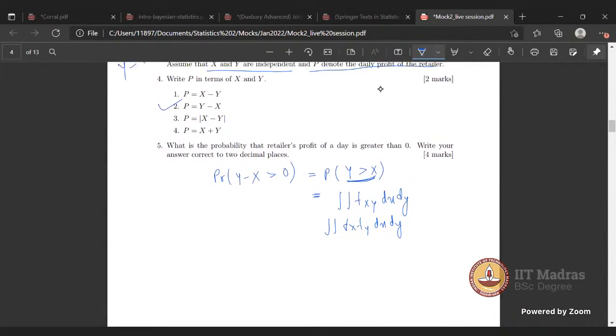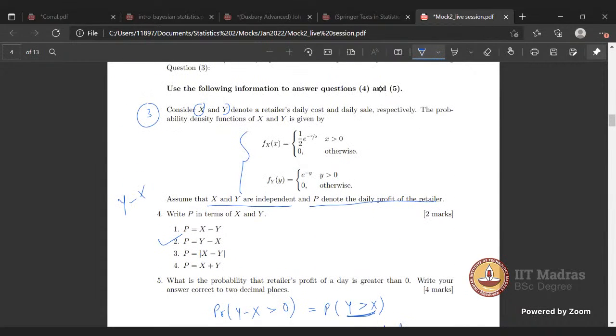So what is fx given as? fx is 1 by 2 e to the power minus x by 2. fy is e to the power minus y. Right? This is dx and dy.